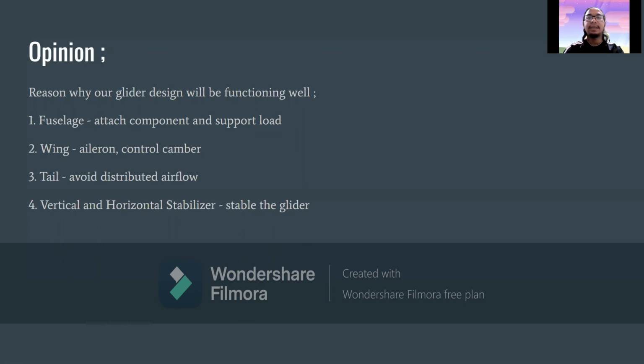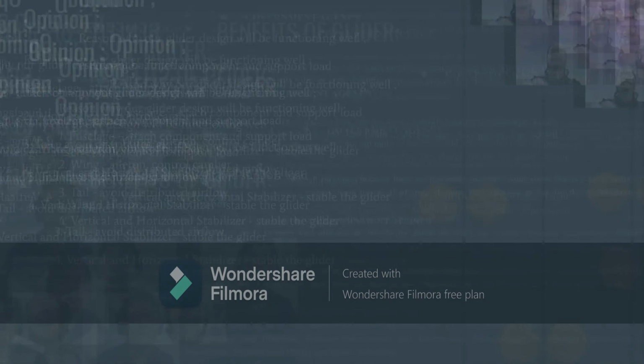Fourth is the horizontal stabilizer, which helps the glider to be stable from nose to tail so that it can fly freely. The vertical stabilizer also functions to reduce aerodynamic side slip and give stable direction. With all this equipment, we can ensure that the glider can function well. So that's all from me.